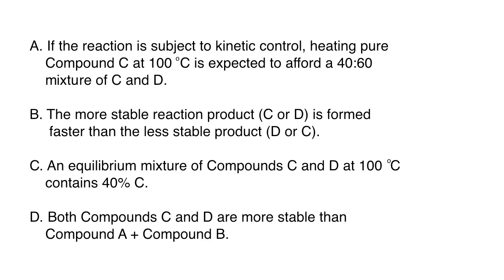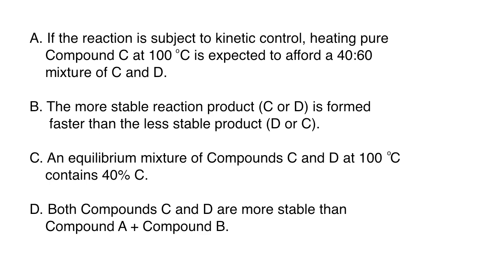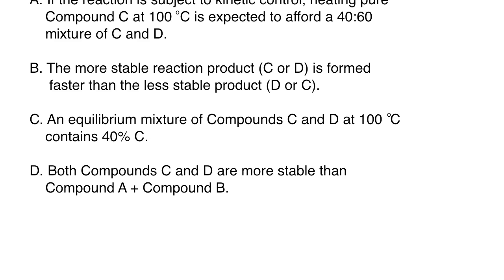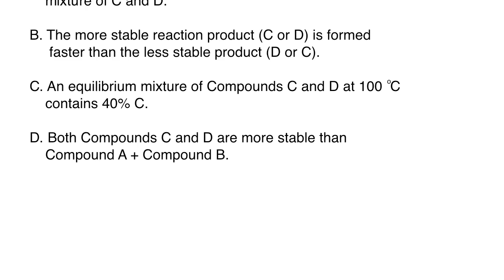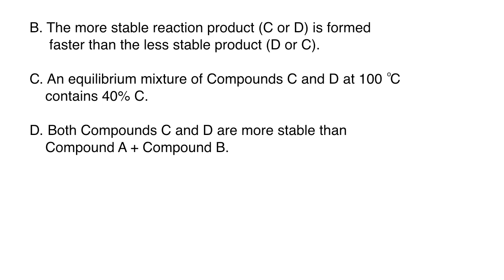B, the more stable reaction product, C or D, is formed faster than the less stable product, D or C. So it's saying you pick C or D. You have to make your choice there. An equilibrium mixture of compounds C and D at 100 degrees Celsius contains 40% C. And finally, D, both compounds C and D are more stable than compounds A and B.